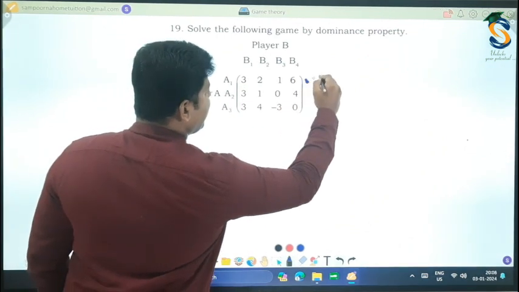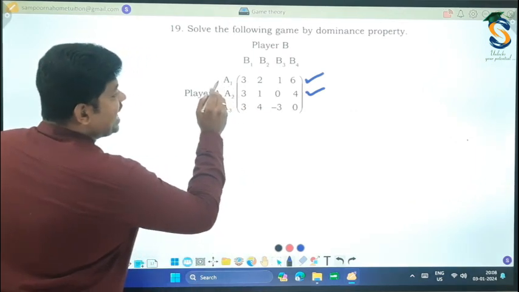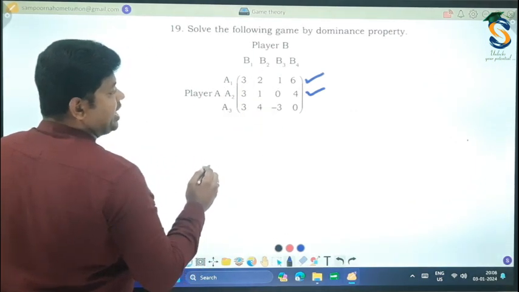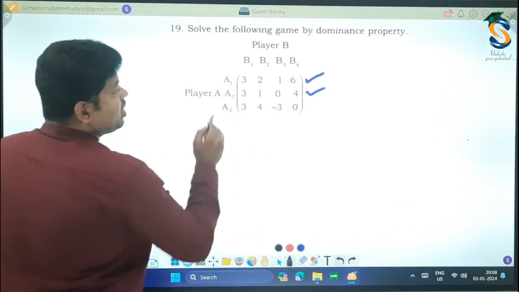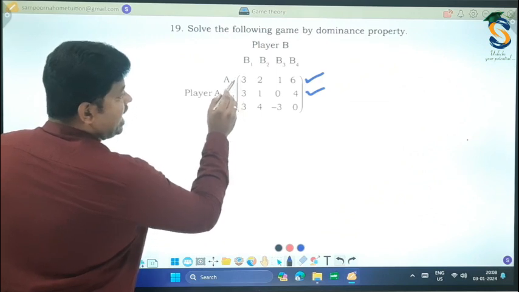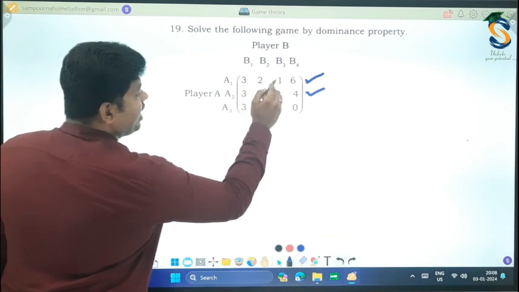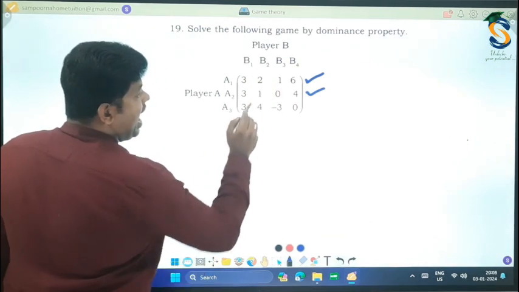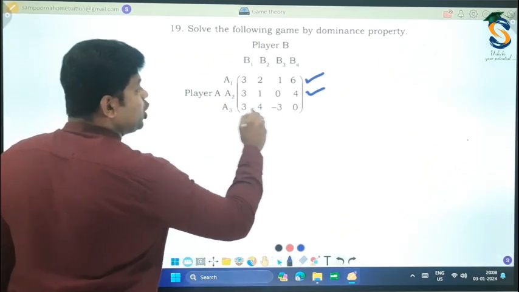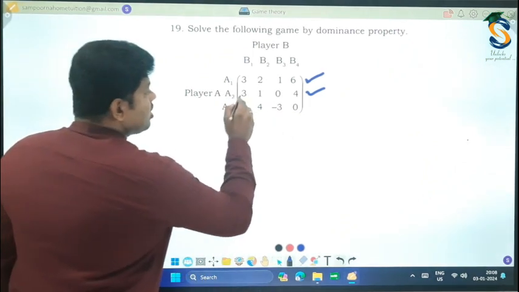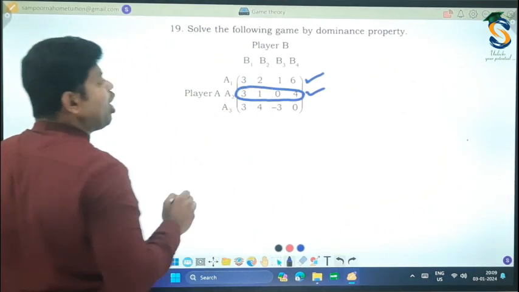First I'll take the A1 row and the A2 row. In this, each element of one row I need to compare with each element of the other row. So the first element is 3, same as 3. 2 is greater than 1, 1 is greater than 0, and 6 is greater than 4. Hence, I can delete A2. When you are checking row wise, you need to delete the smaller row.